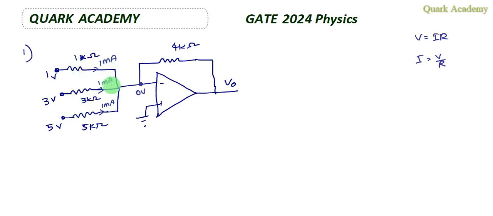Now all these 1 milliampere are going to pass through this 4 kilo ohm. So 1 plus 1 plus 1, 3. Here 3 milliampere will pass. So what will be the potential difference across this 4 kilo ohm? It will be like 3 milliampere into 4 kilo ohm. We'll get 12 volt, but here it is 0 and the current has to flow in this way. So here it should be negative 12. So this negative sign is more important. So the answer for this question is negative 12 volt.